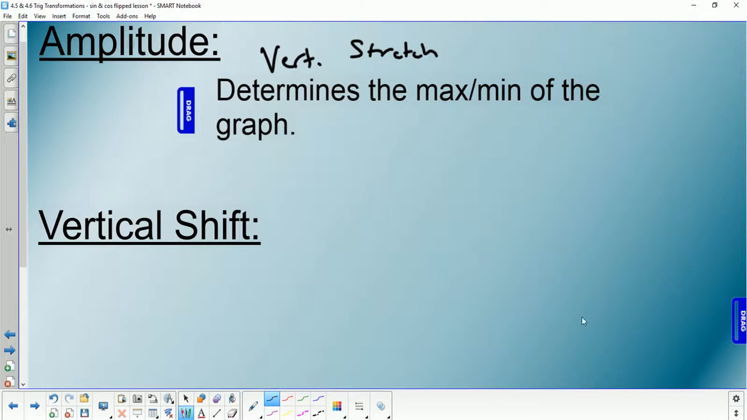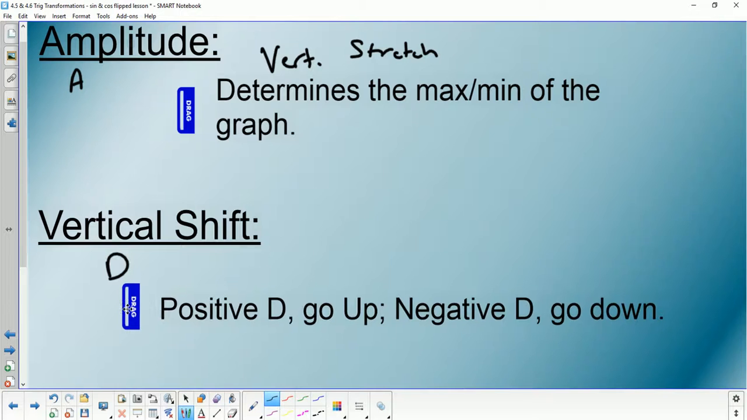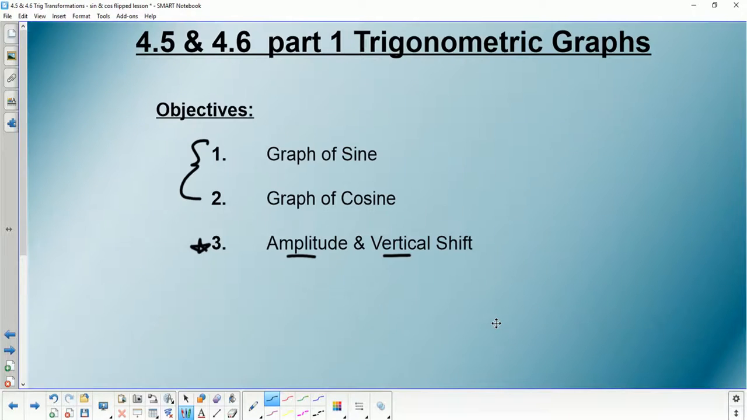And then we have the vertical shift. Amplitude, we already said in that previous slide, is going to be A, and our vertical shift is going to be D. The vertical shift is just moving all of the points up and down. So if D is a positive number, if we're adding D, we go up. And if D is a negative number, we go down. Okay, so those are the two things this video is really going to look at.